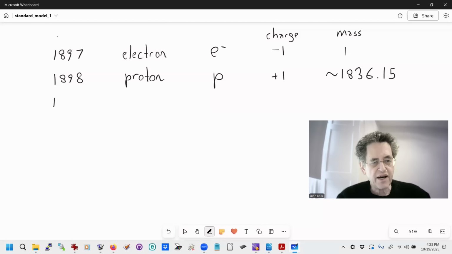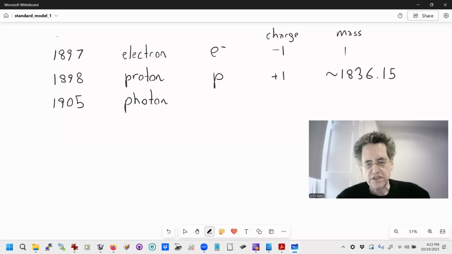Now, in 1905, Albert Einstein hypothesized that light came in discrete units called by him quanta. Later on, people began to realize that these quanta were actually particles, and they got the name photons.